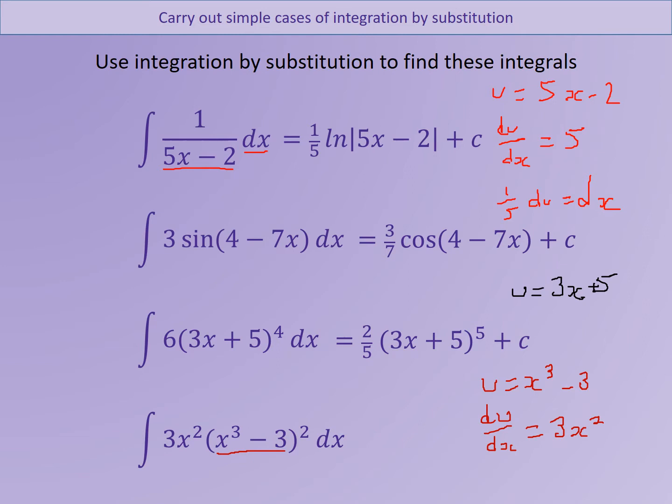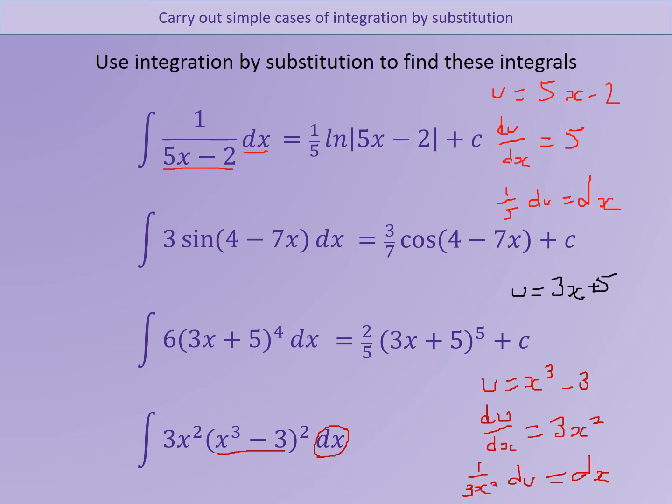But I still want to work out what the dx is equal to, so I'm going to rearrange it and I'm going to get 1 over 3x squared. So that's fine, I can rearrange it to that. du equals 3x squared dx. So I know that that dx value just there is equal to 1 over 3x squared du.